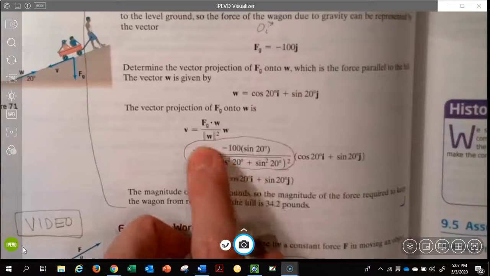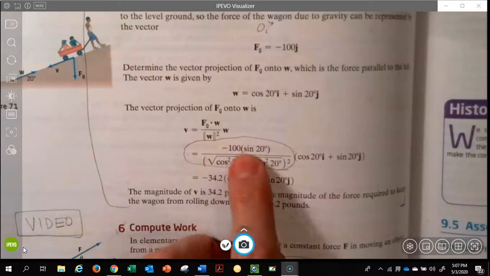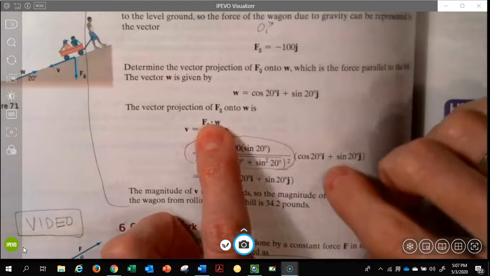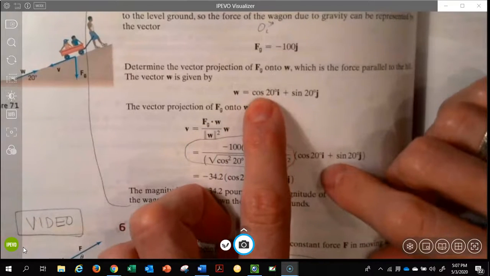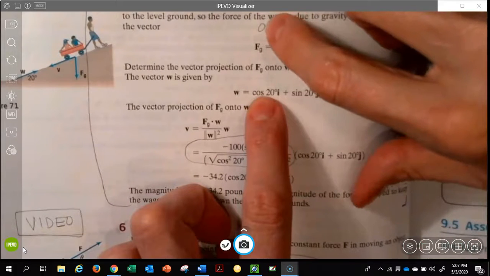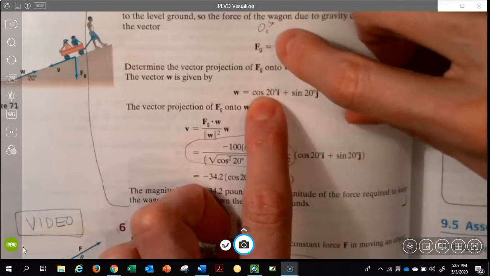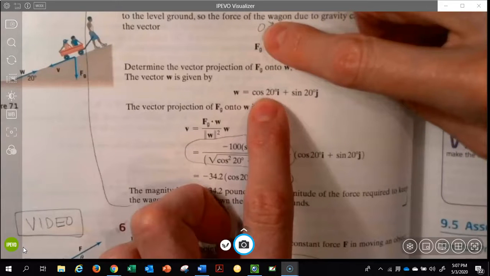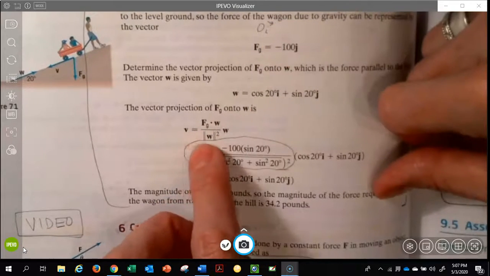And so as they work through this negative 100, this first part is the dot product. And the dot product, you will recall, is taking the first parts, the horizontal parts. So this cosine 20 and this 0, which is not written over here, this is the horizontal, this is the vertical. So I'm going to take these two and multiply them. Well, when I multiply them, they're 0. So they didn't even write them down.